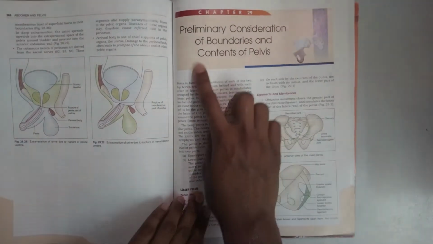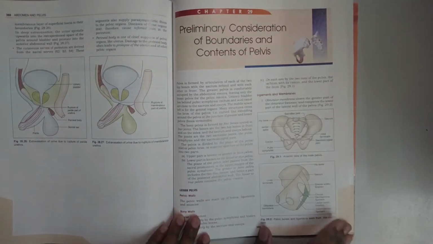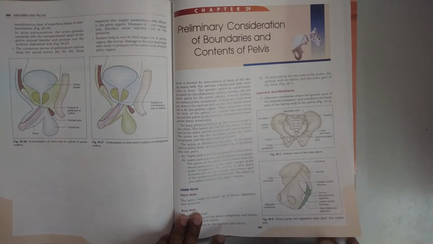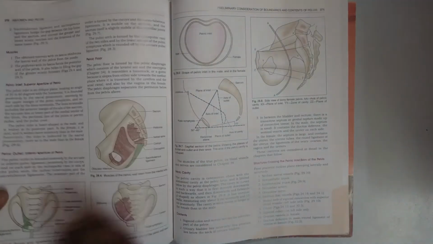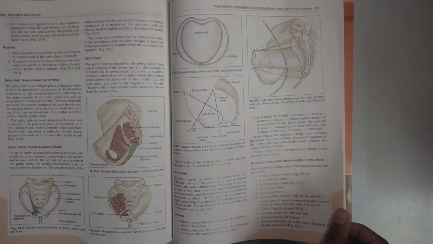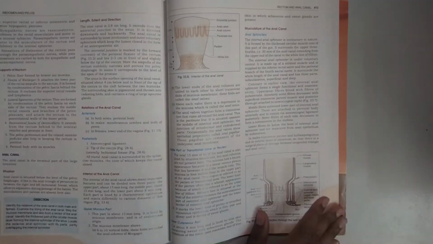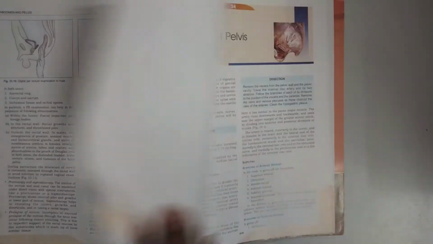And a preliminary consideration of boundaries and contents of pelvis, like anterior view of male pelvis, anterior view of female pelvis, like ligaments, bones, walls, etc. Then about the female reproductive system, then about rectum and the anal canal. At the end of this chapter, clinical anatomy is explained.